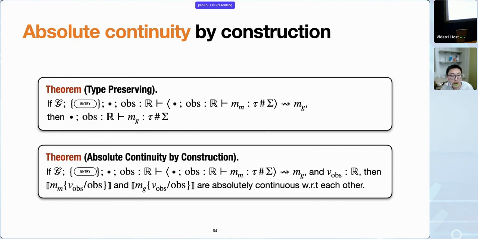And the AC by construction theorem follows directly from the type preserving theorem together with the soundness theorem. For a well-typed model, this translation is guaranteed to generate a guide program that is mutually absolutely continuous with the model program.